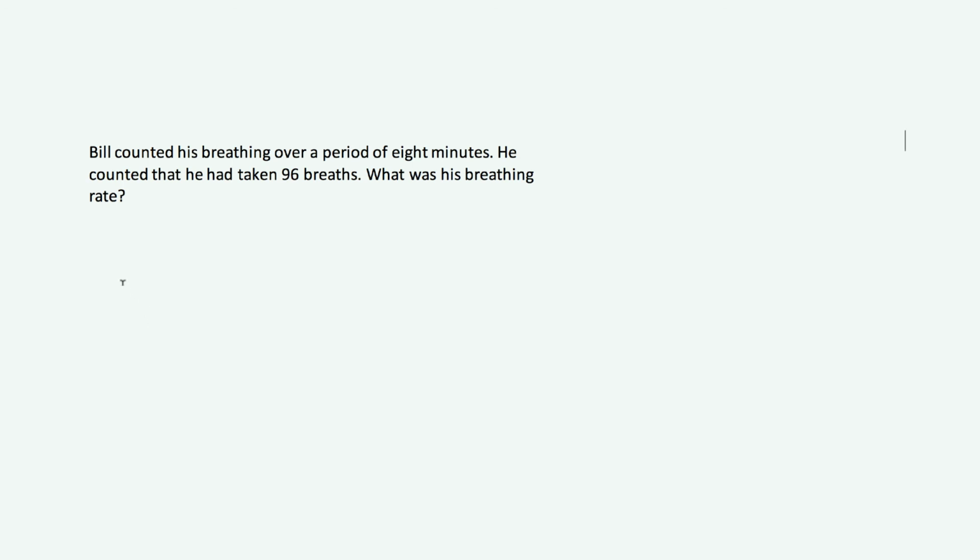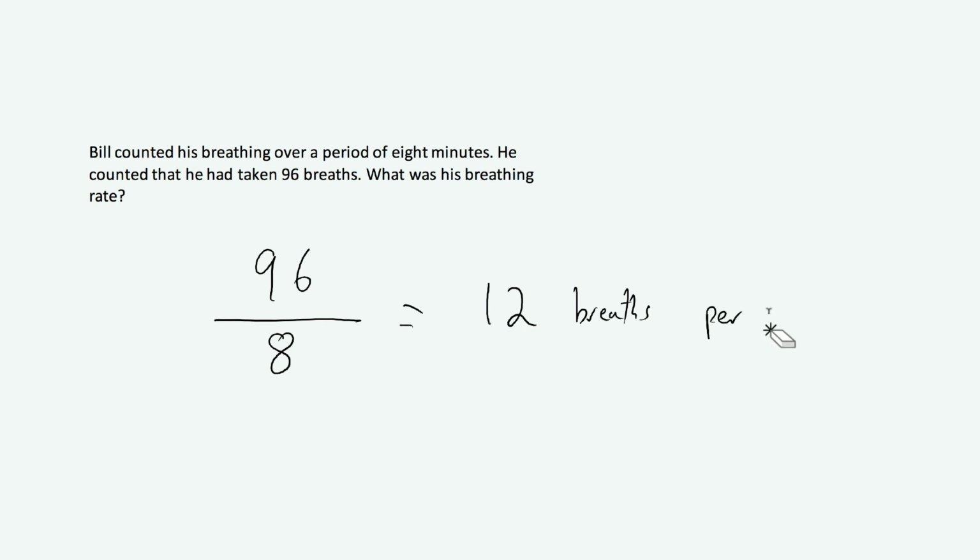So I hope you were able to do that. Let's take a look. He counted over 8 minutes, and so that's the time period, and he counted 96 breaths. So remember, our equation was number of breaths divided by period of time in minutes, and we say 8 minutes. Now, if you do that calculation, you're going to get a number of 12, and that's 12 breaths per minute. That's just bad writing, sorry. And that about does it for the lungs.